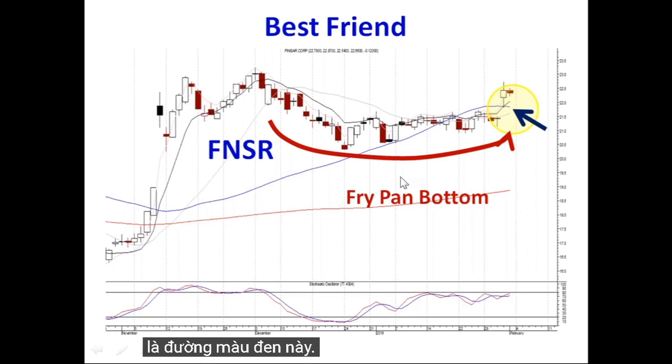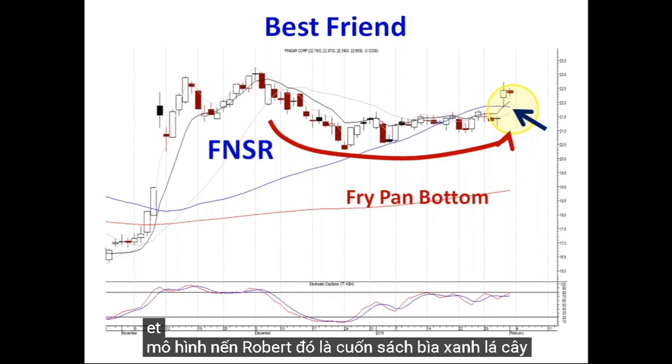On which one of your books on candlesticks would you recommend among them all? High Profit Candlestick Patterns, Robert. It's the green cover book.